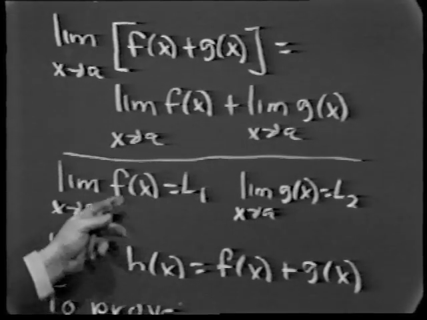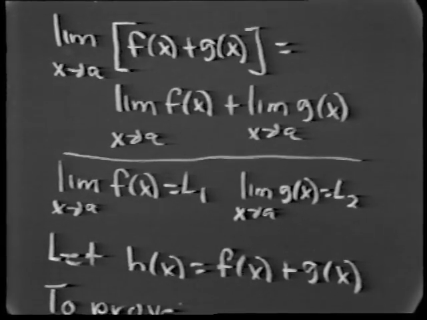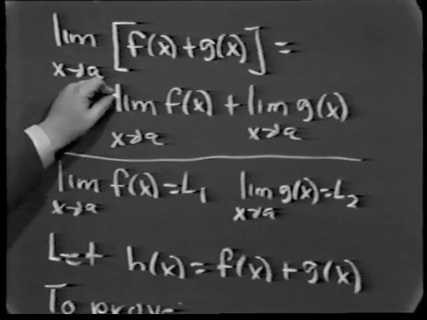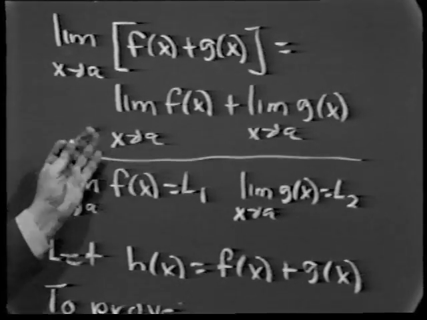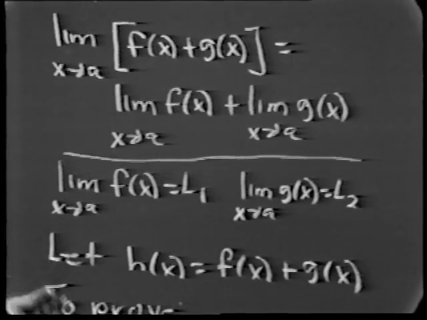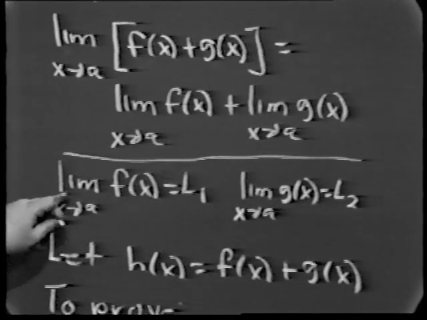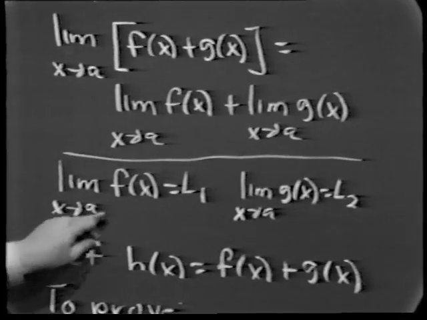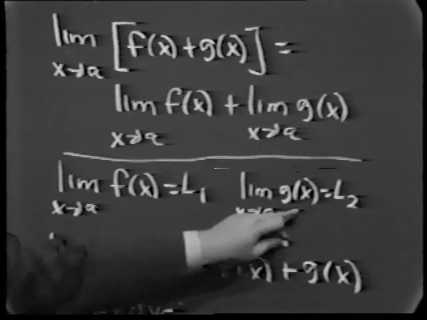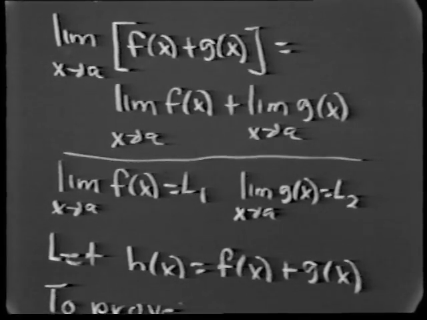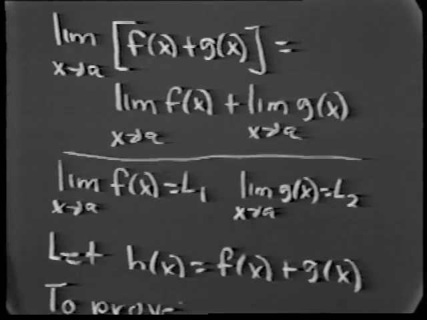Well, let's state this just a little bit more formally to see what this thing says. First of all, when we write something like this, we assume that the limit of f of x as x approaches a exists. Otherwise, we wouldn't write this thing. So let's call that limit L1. In other words, let the limit of f of x as x approaches a equal L1. Let the limit of g of x as x approaches a equal L2. Now define a new function, h of x, to be equal to f of x plus g of x.